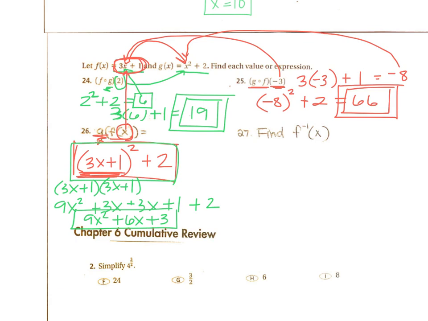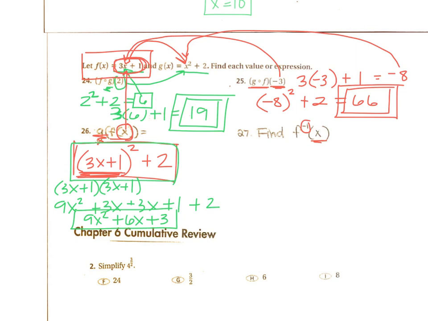All right, 27. This one is different. Remember when we found the inverse? Remember this negative 1? That means we're finding the inverse of the function for x. So right now, f of x is this. f of x equals 3x plus 1.